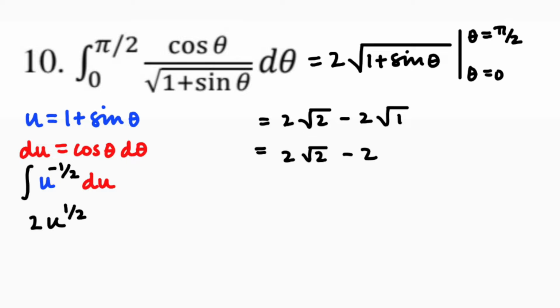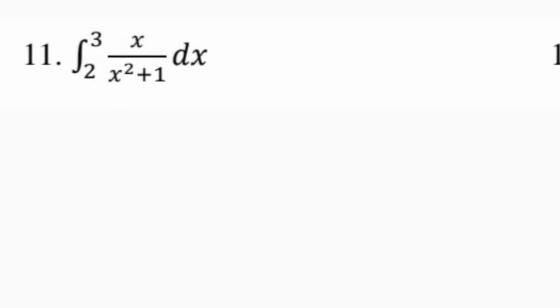There you go. All right, this next one, we've got kind of the du over u pattern. When we have the du over u pattern, we need to use the denominator of the fraction as u. We can also say the derivative of x squared plus 1 is very close to x. We'll be able to work with that. So u equals x squared plus 1, du is going to equal 2x dx. That means x dx is half of du.